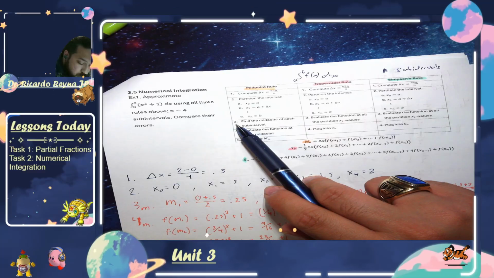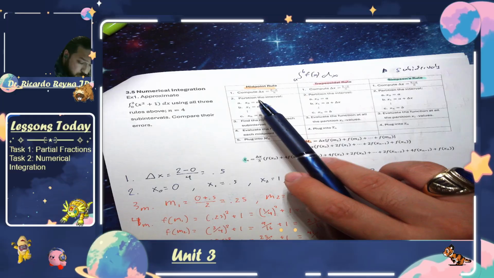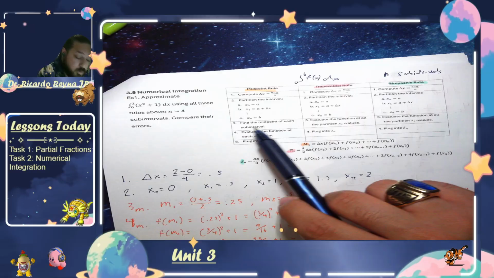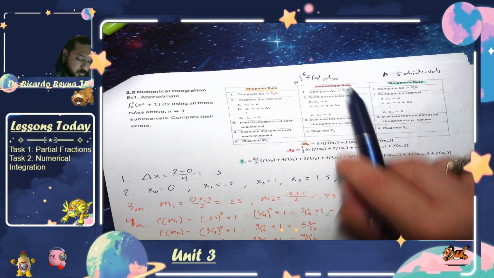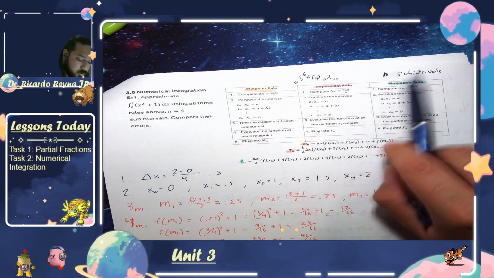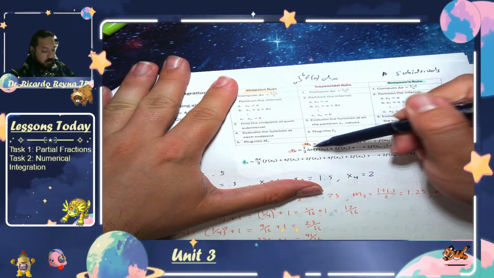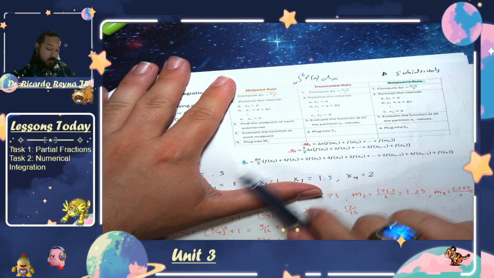Now the steps for some of these are different. The midpoint rule will use this step. The trapezoidal rule here. So midpoint we'll use this, trapezoidal we'll use this, and Simpson's rule we'll use this.